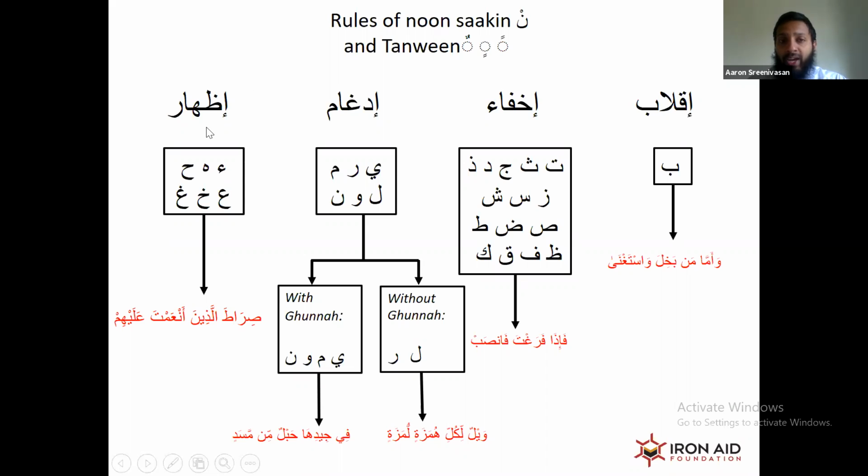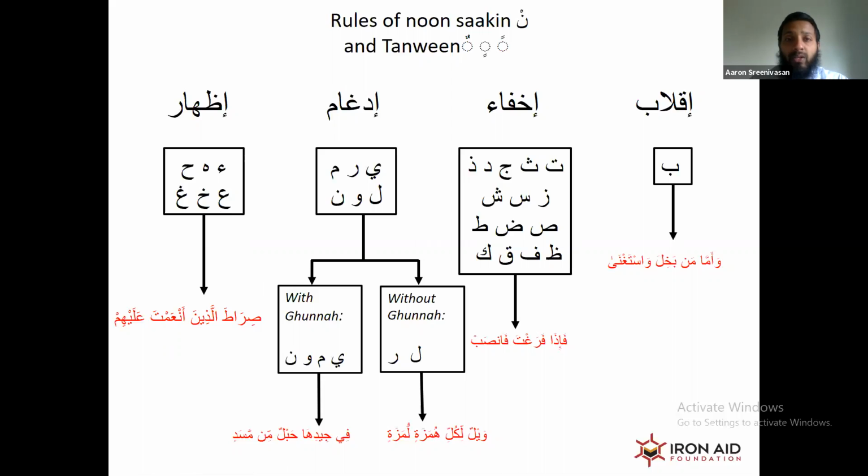And so we have the first rule we learned here, idhar. We have the letters which come under the rule of idhar. And we have the example of an ayah in the Quran in which we see this rule. So this is the process that one follows when we're trying to figure out the rules.